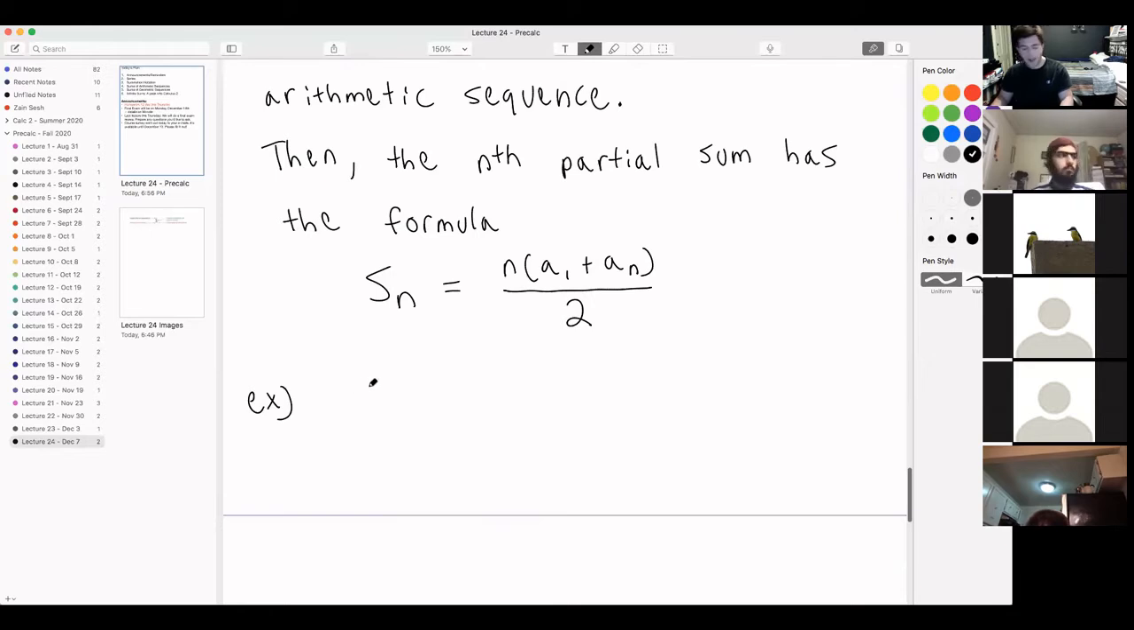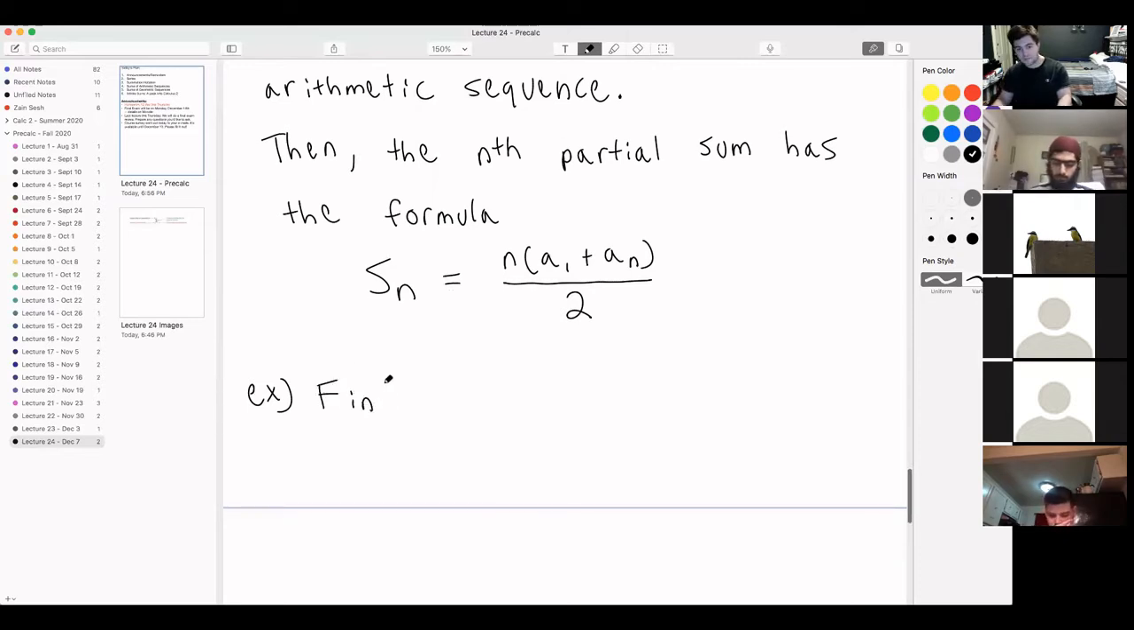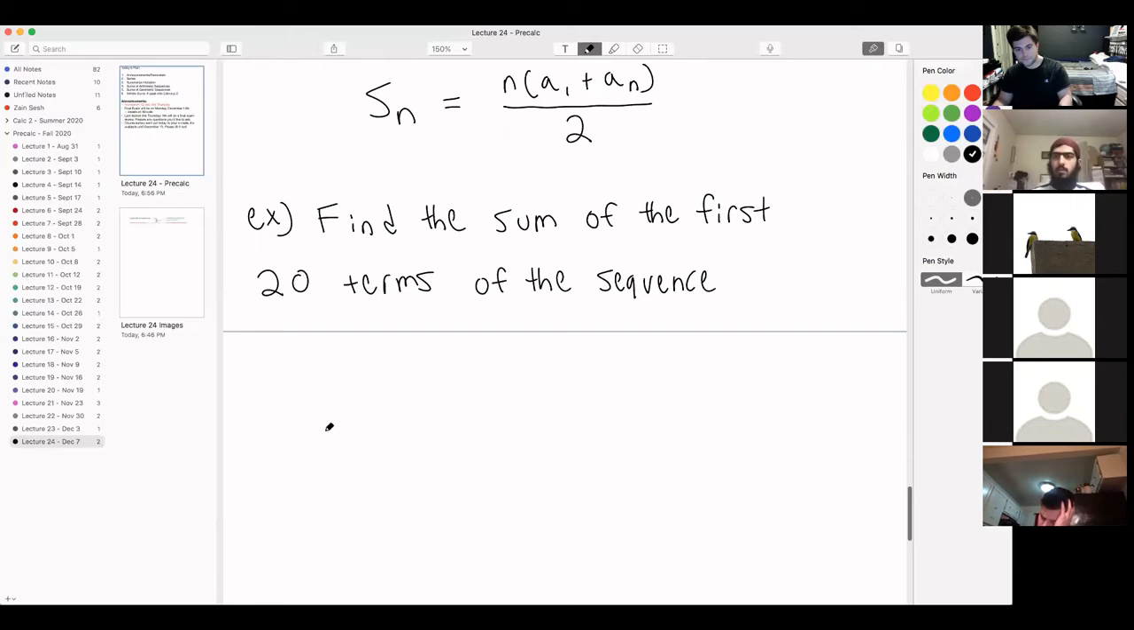All right, so we're going to see how powerful this theorem really is. Okay, so here we go. Find the sum of the first 20 terms of the sequence. So here's a sequence. It's 1, 5, 9, 13, 17, and so on.